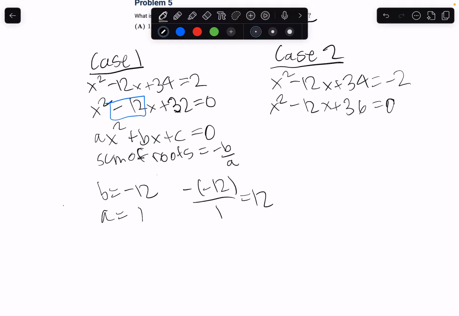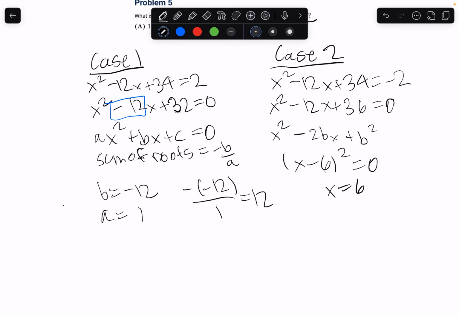Now we can move on to case 2, but we have to be careful here because this expression turns out to be a perfect square trinomial. You can see that because it's in the form of x squared minus 2bx plus b squared, where b is 6. So we can factor this into x minus 6 squared equals 0, so x equals 6.